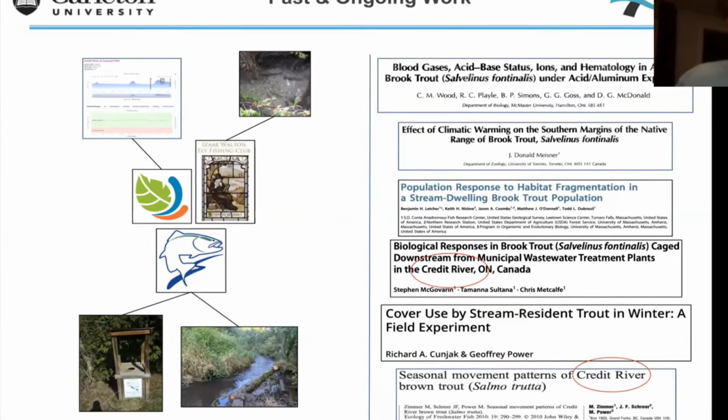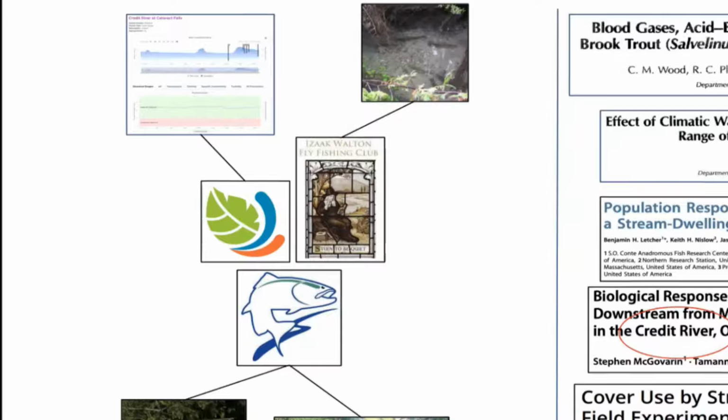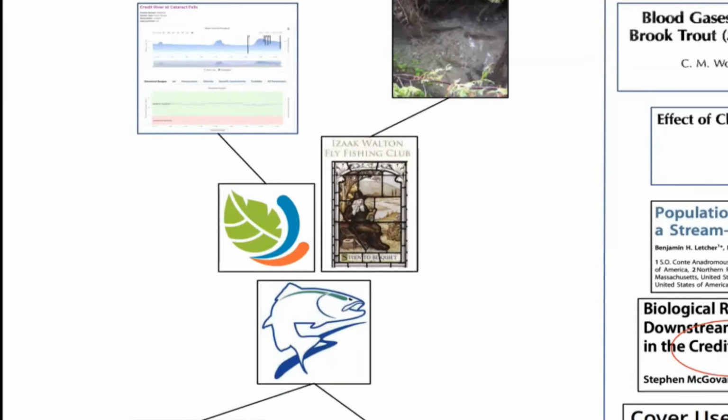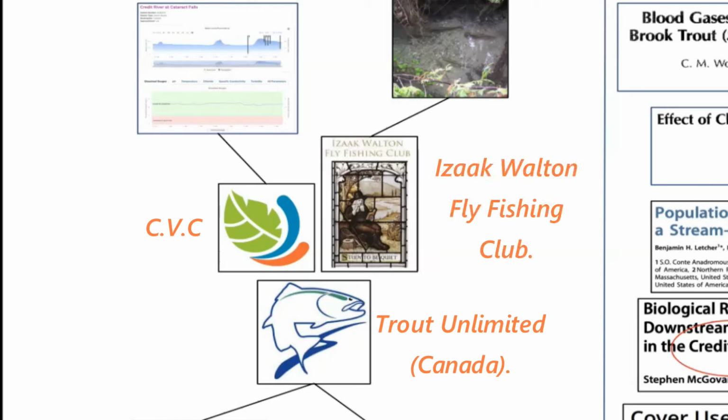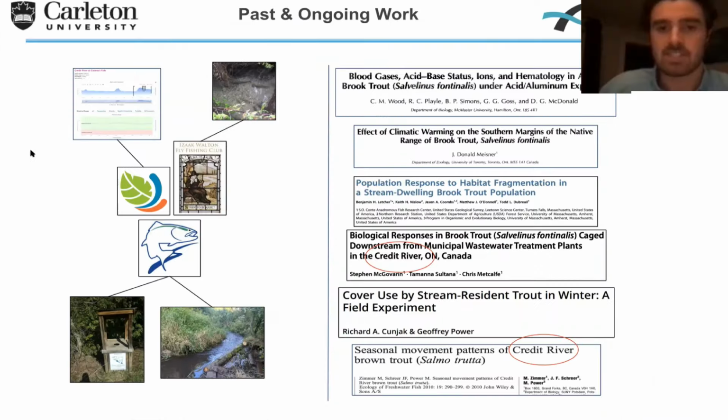Credit, mainly by NGOs, clubs, and conservation authorities like CVC, Trout Unlimited Canada, and of course the Izaak Walton Fly Fishing Club. So my hope is that I can add to the exceptional work that's already going on in the Credit. I think groups like yours, groups like Trout Unlimited Canada, conservation authorities, in this case the CVC, make critical contributions in this area. And that includes things like monitoring, restoration work, advocacy, status reports, watershed studies, and even scientific research. So that's the second part of this slide.